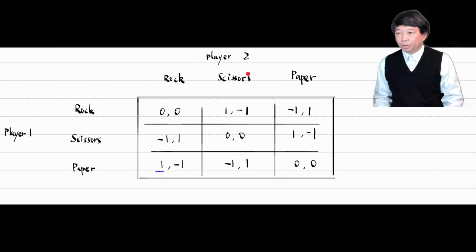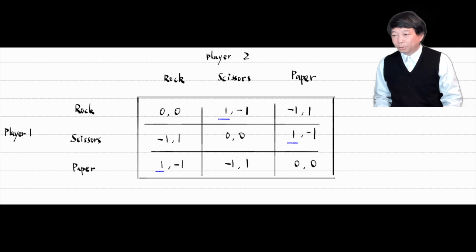Suppose player 2 chooses scissors. In this case, player 1's best response is to choose rock because it brings the highest payoff. Suppose player 2 chooses paper. Player 1's best response is to use scissors. We underline those payoffs. Next, we consider player 2's best response.